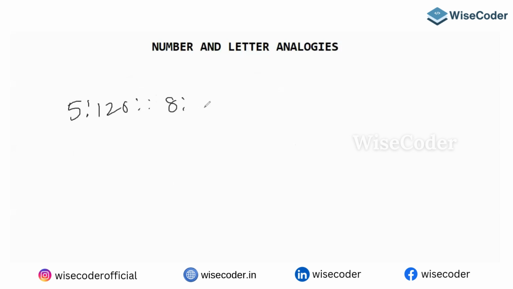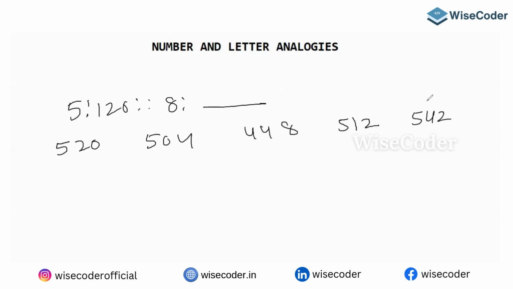5, 128 dash. Okay, 5 128 dash. Your options are 520, 504, 448, 512, 542. Okay, 542. Yeah, so 5 120.